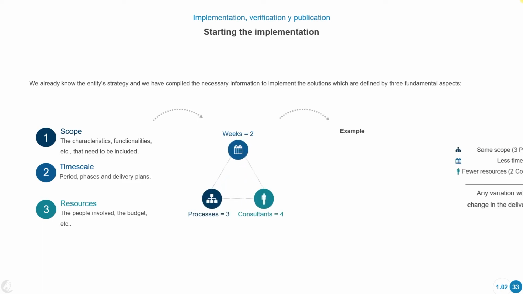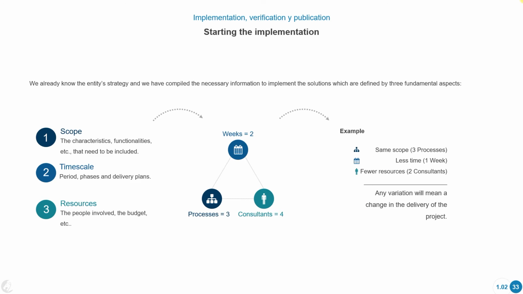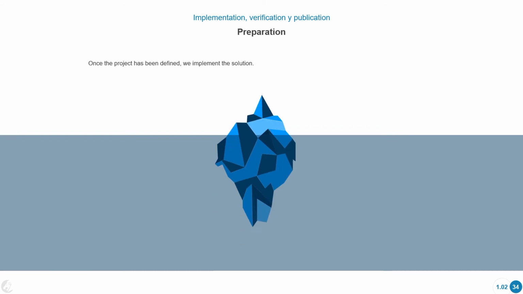And obviously, any variation is going to mean a change in the delivery of the project. Okay, so we have to take into account if we change the resources, if we change the scope, or if we change anything here, we might not get the desired or the initially desired output. Okay, this could be something positive or negative depending on what happened throughout the implementation. So once a project has been defined, we're going to implement the solution.